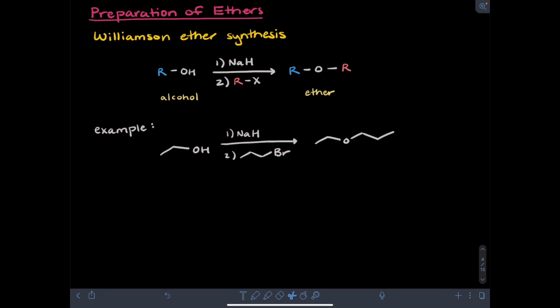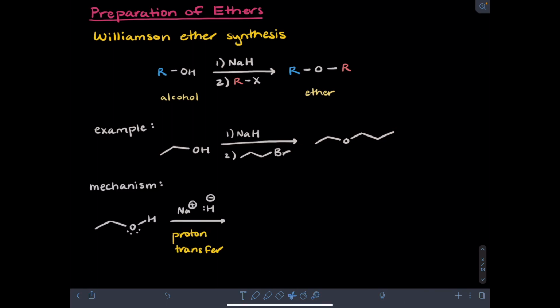An example of what this could look like is treatment of here ethanol with sodium hydride, followed by treatment with bromopropane. And in my product, the ether oxygen has the original ethyl group, and it is now connected to that propyl group that was formerly the alkyl halide.